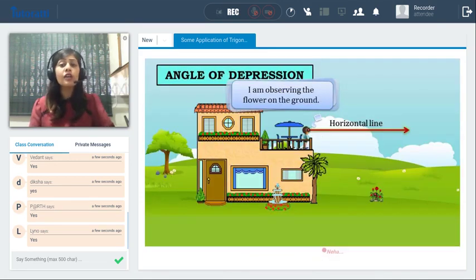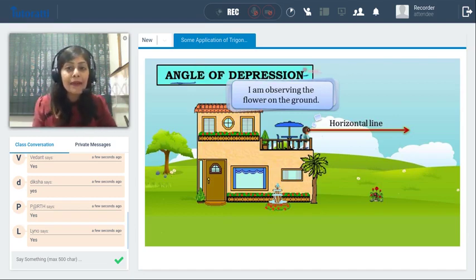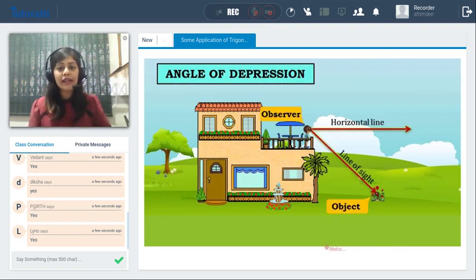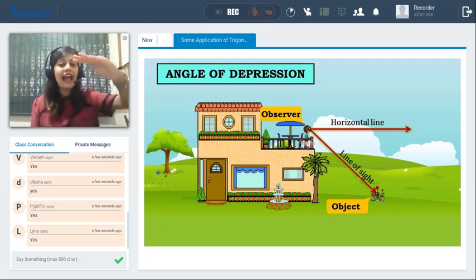Let's move to the last part, which is the angle of depression. Now students, the definition of the angle would remain the same, line of sight with the horizontal line. What changes is depression. Depression means at some depth, or in general words, below. So it's very easy to understand. Now look at this boy. He wants to look at the flowers, right? And pay attention. He has now gone from the door to his balcony. So he is at some height.